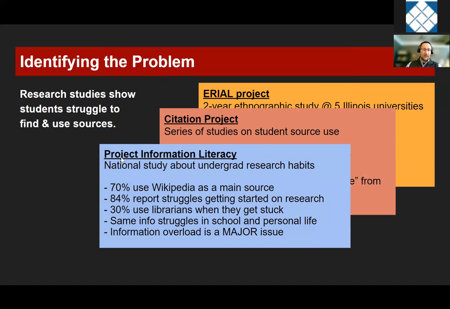Another major study, Project for Information Literacy, I believe they've worked with over 50,000 students now, a national study about undergraduate research habits. Some of their earlier reports showed that over 70% of these students would use Wikipedia as a major source.